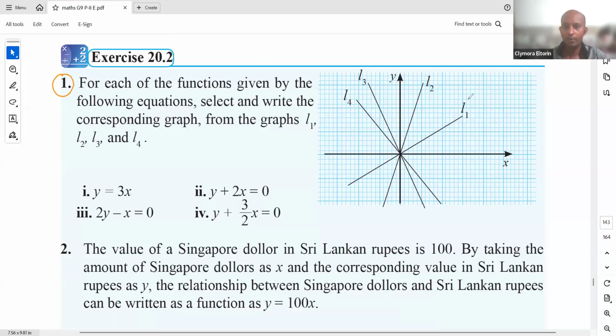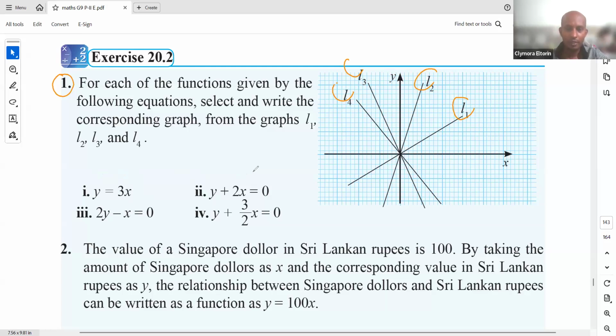There are four graphs, 1, 2, 3, 4, and there are some formulas. We need to map those, which is suitable. This one is already y equal mx type. It's okay. Now these other graphs are not like that.